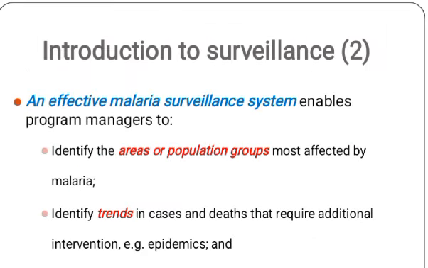Introduction to surveillance. An effective malaria surveillance system enables program managers to identify the areas or population groups most affected by malaria, identify trends in cases and disease that require additional intervention, for example epidemics, and assess the impact of control measures.